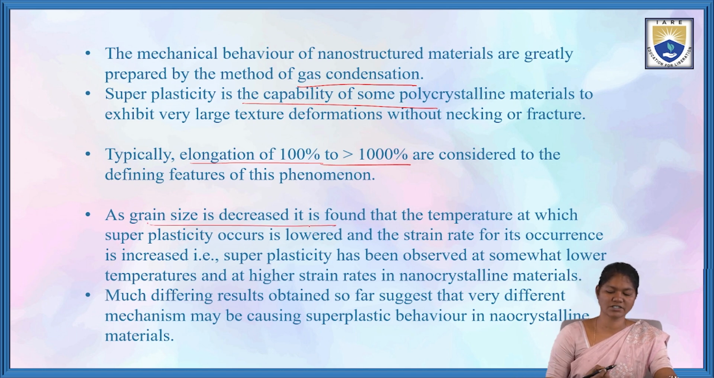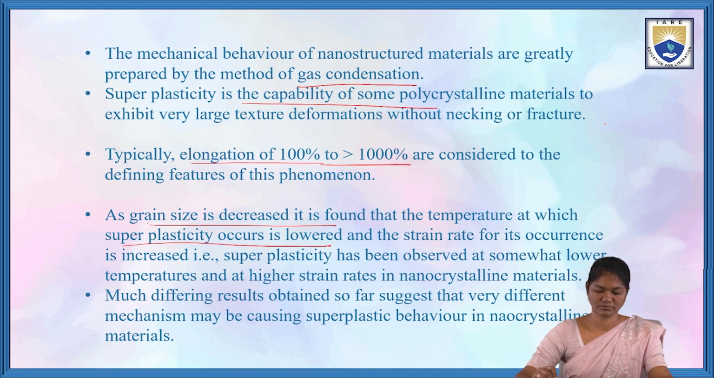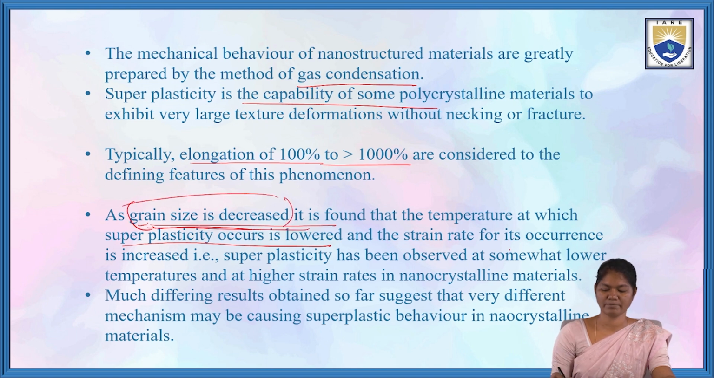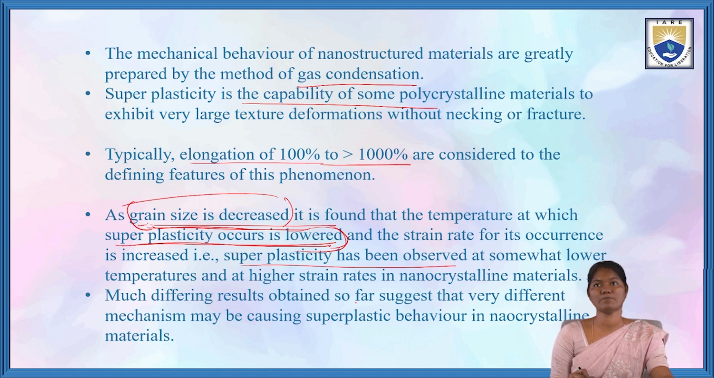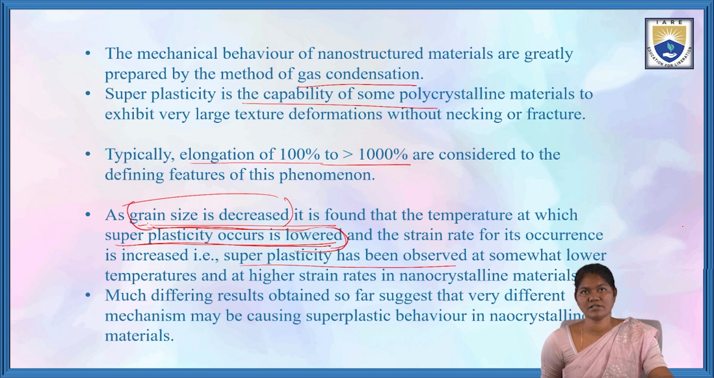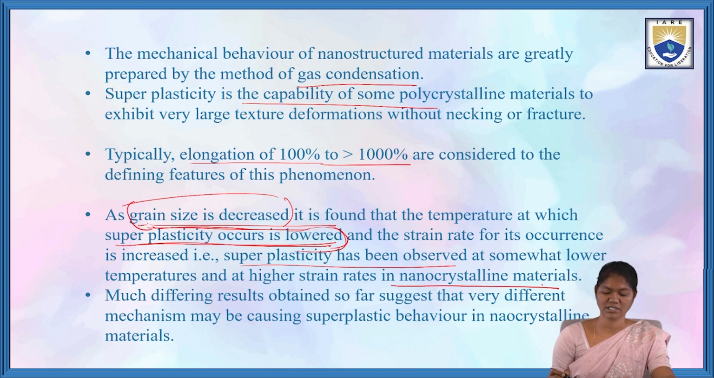As grain size is decreased, it is found that the temperature at which superplasticity occurs is lowered. If the grain size is decreased, what happens at a particular temperature? Superplasticity occurs at a lower temperature, and the strain rate for its occurrence is increased. So superplasticity can be observed at lower temperatures and at higher strain rates in nanocrystalline materials.